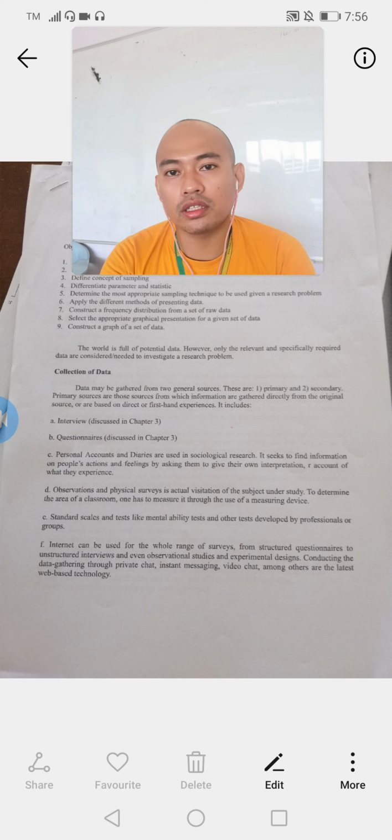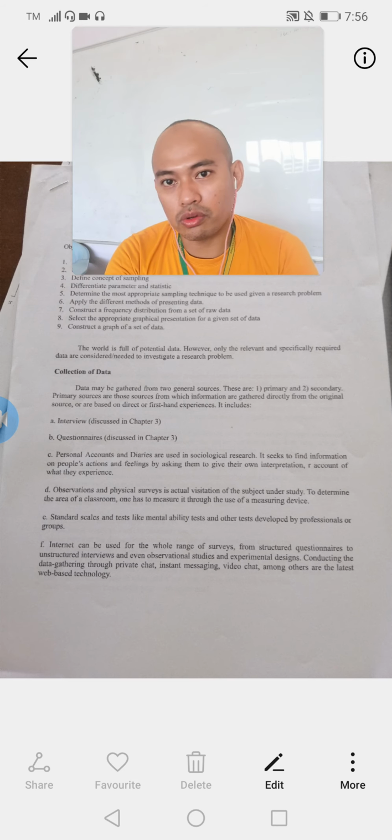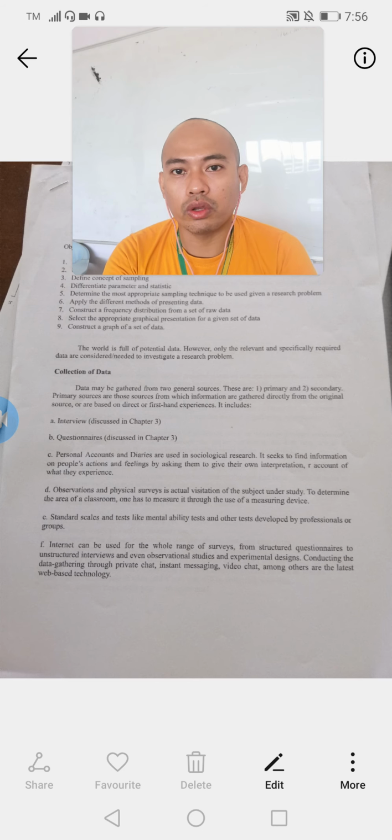Another one is the standard scales or tests, like mental ability tests and other tests developed by professionals, experts, or groups. So this is all about standard scales. When we say standard scale of measurements, these are made by experts.